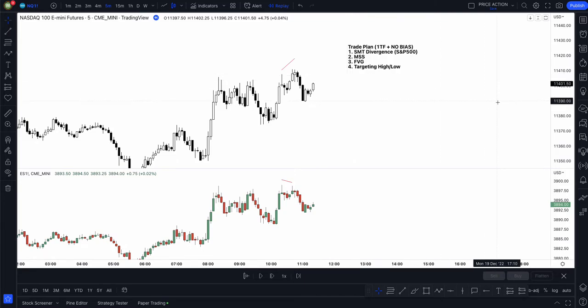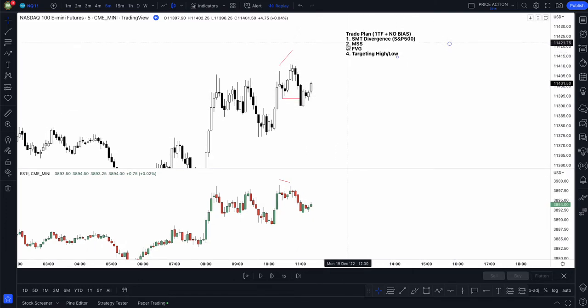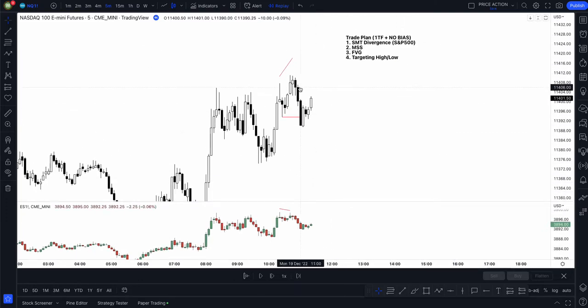Okay, as you saw, we now have broken market structure here. We have a market structure shift. So now that ticks off number two in our trade plan. We have a shift in market structure. Now, number three is FVG, also known as a fair value gap. We need to have a fair value gap when the market structure has shifted.